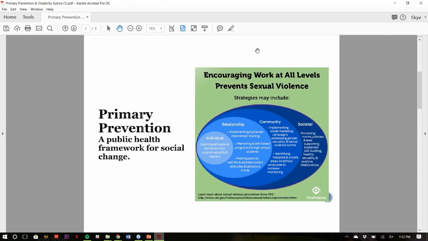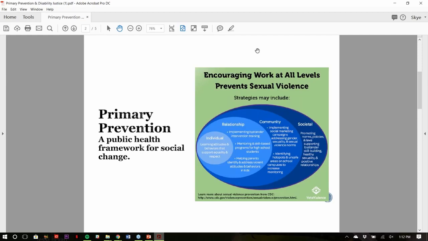So another way to say this in public health is safe, stable, nurturing relationships. A lot of times we talk about that as a protective factor for youth and adults, but similarly having obviously safe, stable, nurturing relationships in adulthood is also a very important protective factor against violence.